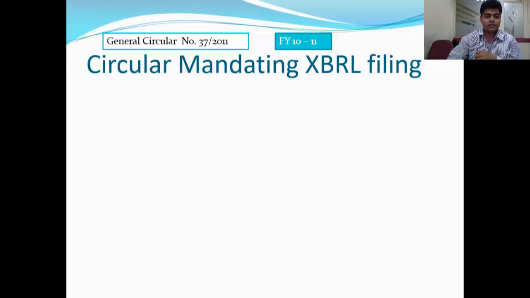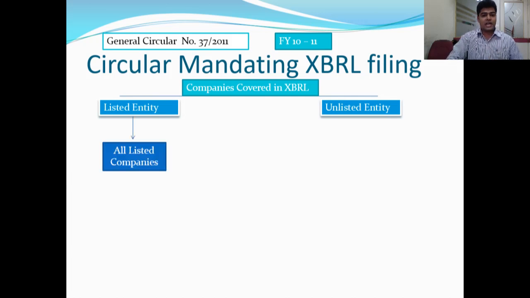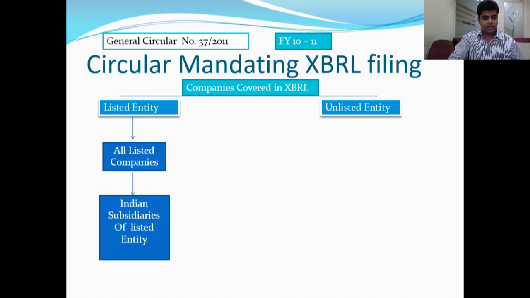So this was the first circular. I have divided these into two categories for the sake of convenience: listed entities and unlisted entities. Because if an entity is listed in the stock exchange, then irrespective of the criteria, the company is covered. Like all listed companies are covered and Indian subsidiaries of listed entities are covered.